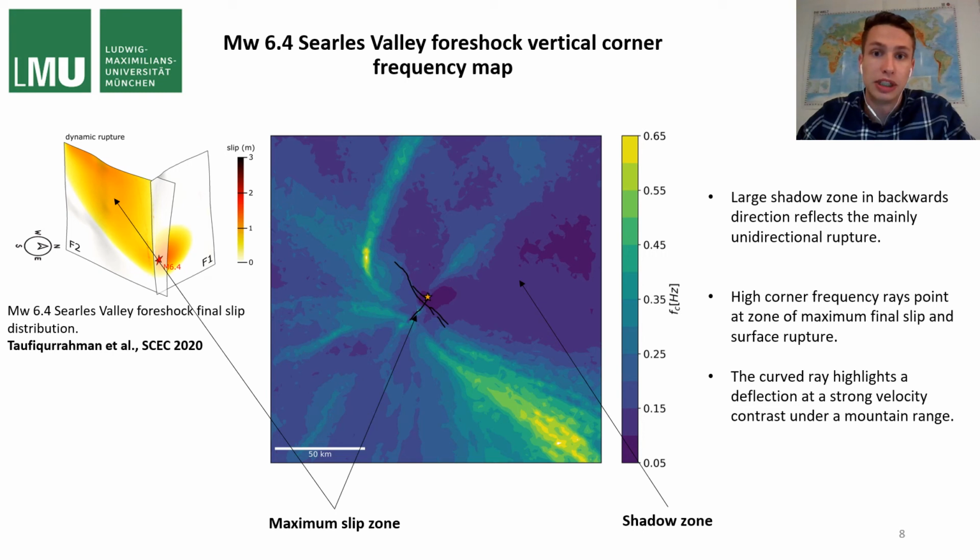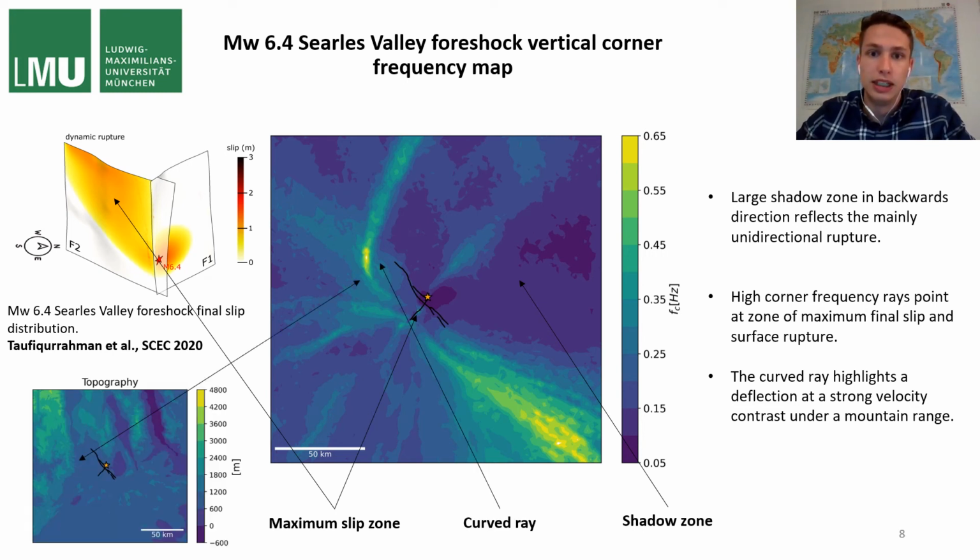Then, an especially striking feature is a curved ray that can't be the product of a source mechanism. Further analysis of the wavefield showed that this ray highlights a deflection at a strong velocity contrast under a mountain range. This major geologic path effect can be seen also in the horizontal components and is therefore very relevant for seismic hazard assessment, but can't be captured with GMPEs.